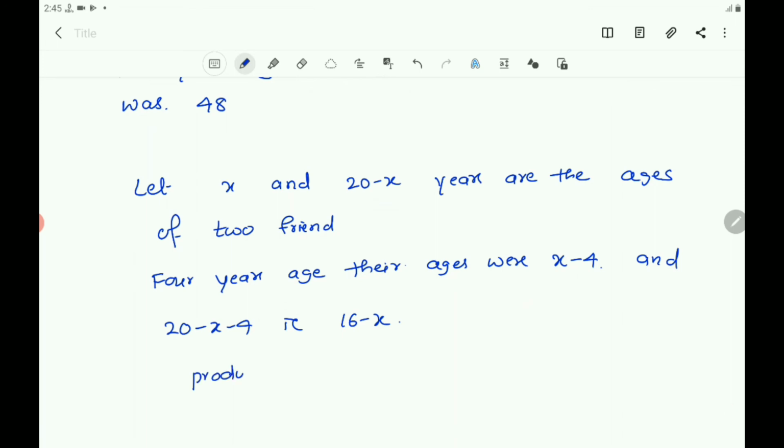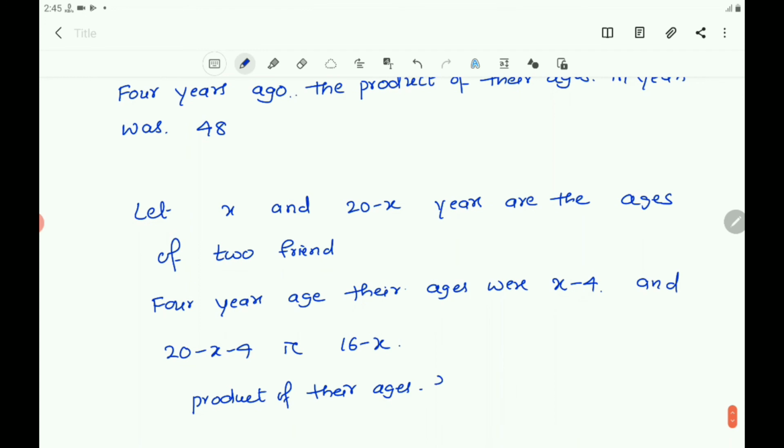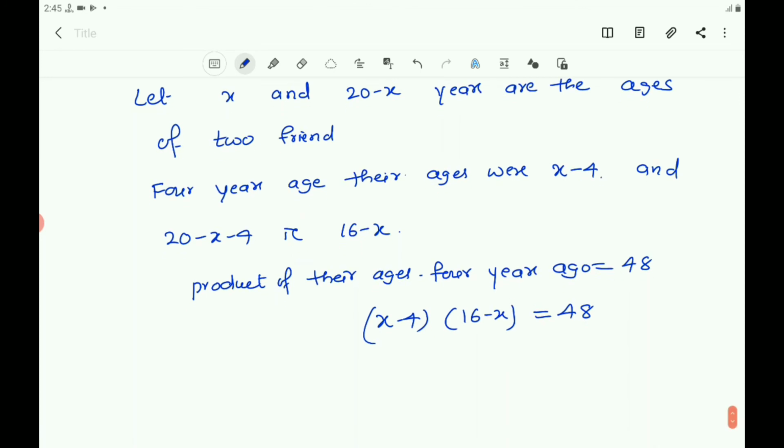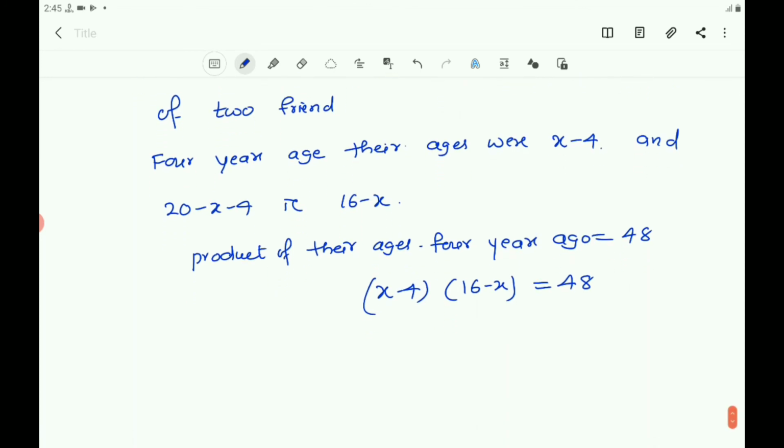Product of their ages 4 years ago equals how much? 48. Product of the ages 4 years ago equals 48. It means x minus 4 into 16 minus x equals 48. 4 years ago their ages were x minus 4 and 16 minus x, and product is 48. So you have to take x minus 4 into 16 minus x equals 48.